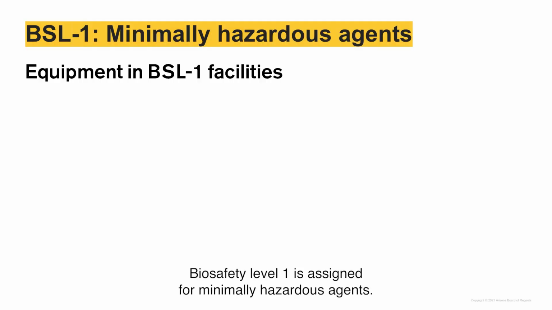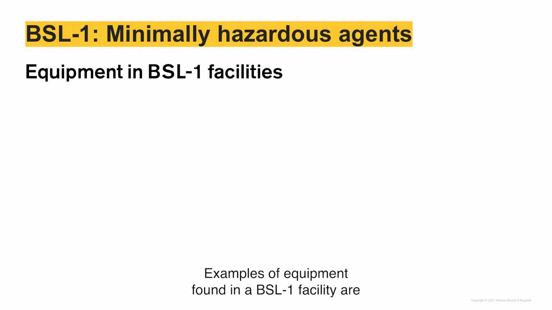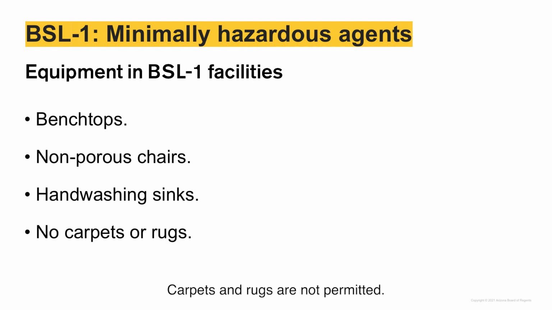Biosafety Level 1 is assigned for minimally hazardous agents. Examples of equipment found in a BSL-1 facility are benchtops, non-porous chairs, and hand-washing sinks. Carpets and rugs are not permitted.